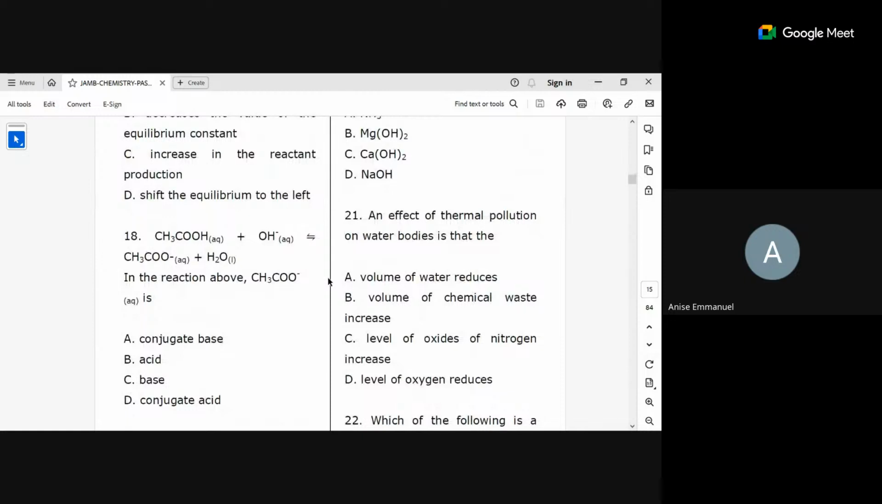Number 18. Oh, this is acid, base and salt. This is ethanoic acid reacting with OH. Ethanoic acid plus hydroxide is a reversible reaction. At this point it dissociates. Now, this CH3COOH, let me bring another question here.